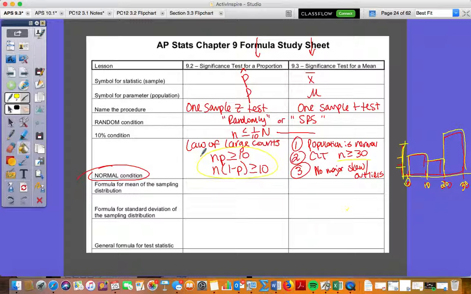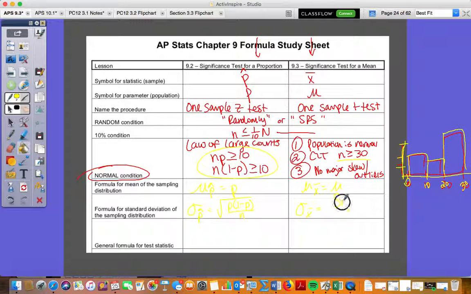What's the formula for the mean of the sampling distribution? Mu of p hat equals p. Good. And mu of x bar equals what, Torrance? Mu. Good. Nicely done. That's how we put it down. The formula for the standard deviation, so again, this is sigma of p hat is equal to the square root of p times 1 minus p all over n. Great job.